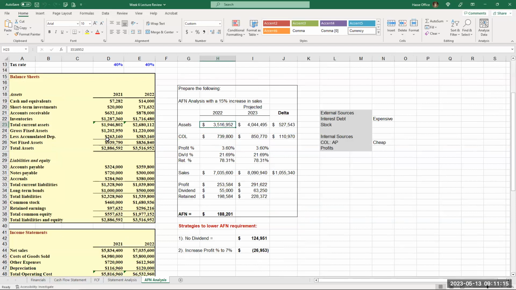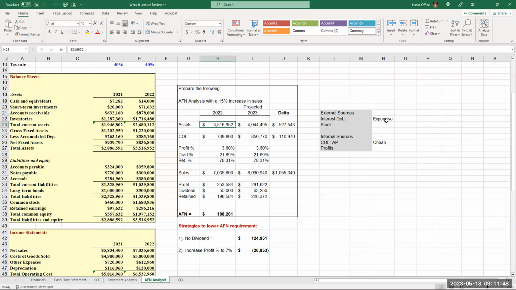This is called an AFN analysis, or a percentage of sales analysis. In other words, we anticipate a 15% increase in sales. Where are we going to get the money to grow 15%? And as I was just telling you, some of it comes from external sources, the interest on debt and the issuance of stock or equity in your business. Could be private investments, or a merger, private investment as a merger into your organization.